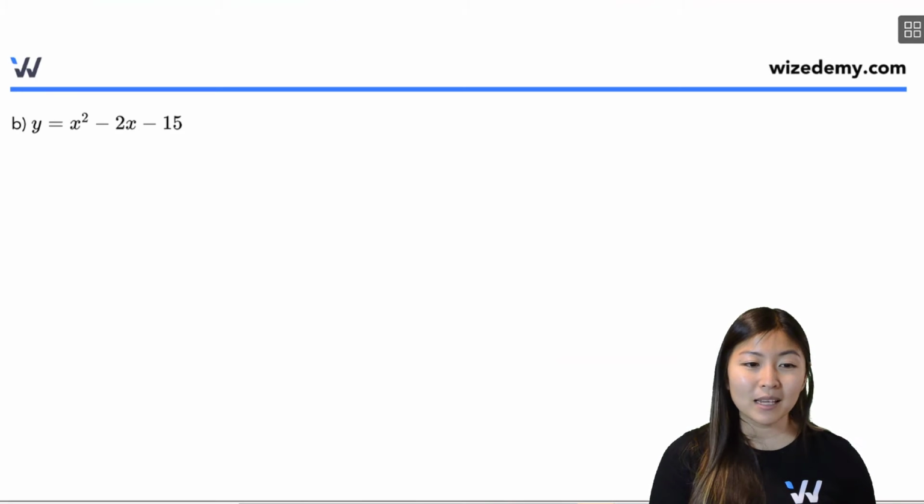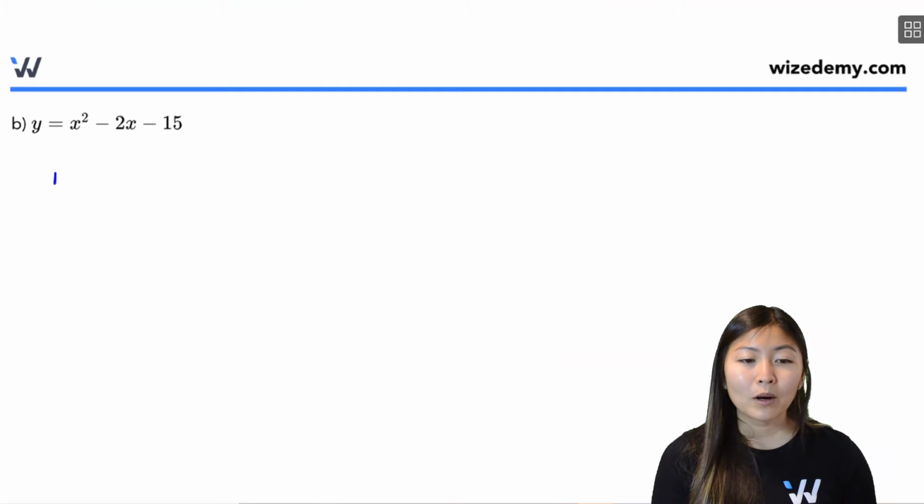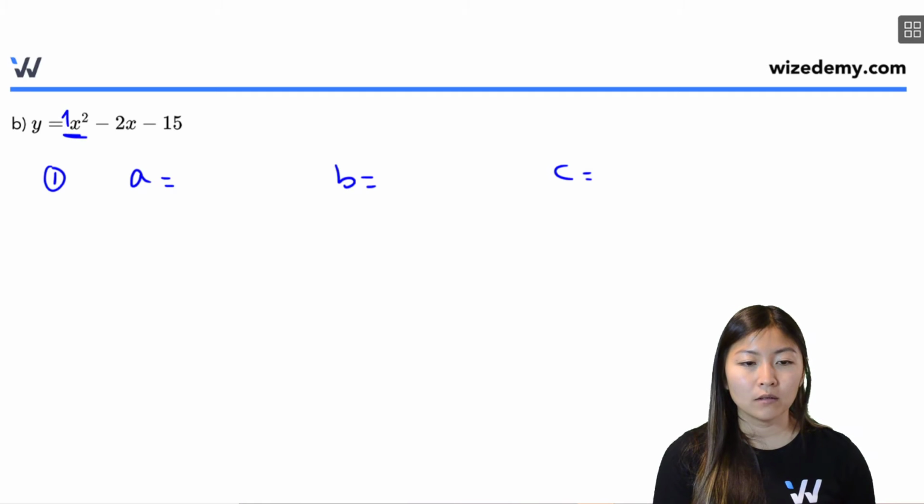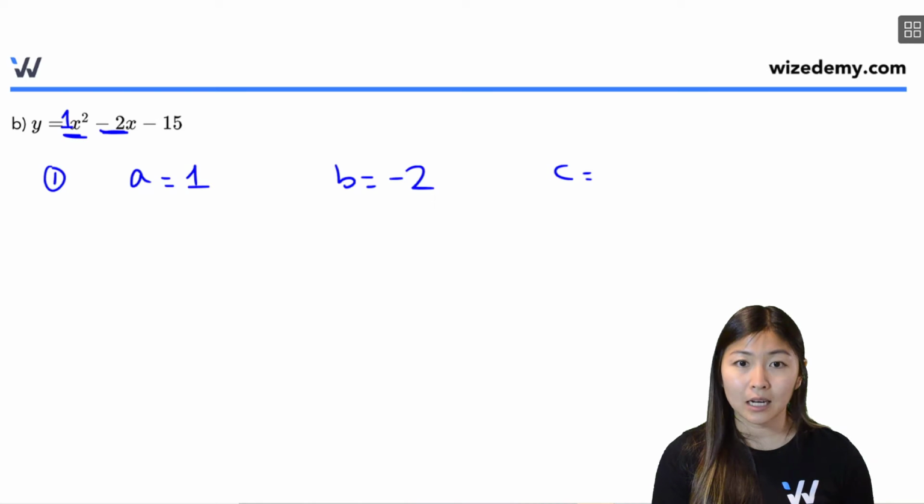All right, part B, let's take a look at this one. We want to first list out our A, B, and C values. A is the number in front of x squared, so we have a hidden 1, so A is 1. B is the number in front of x, that's -2. C is the number that's on its own, the constant, which is -15.